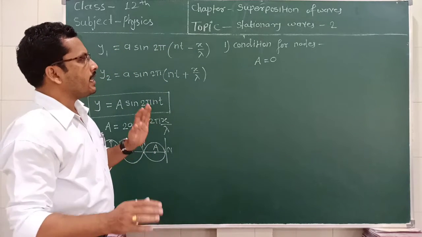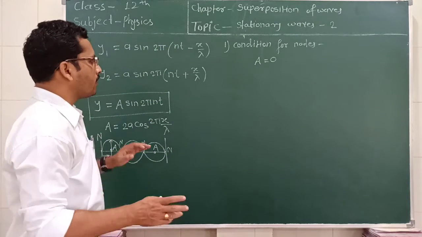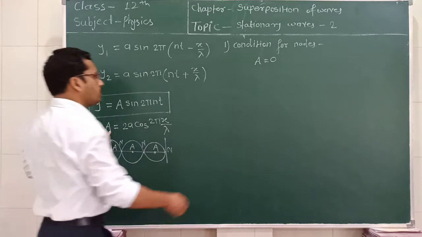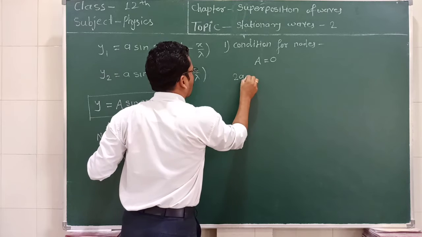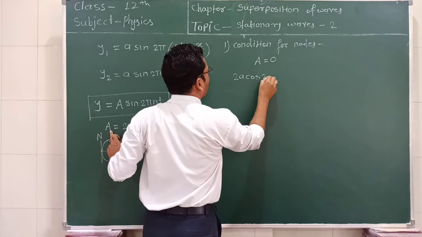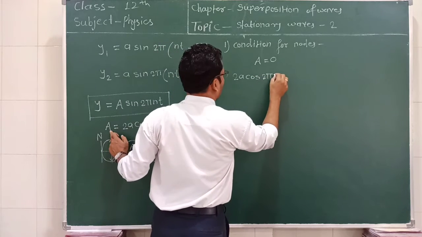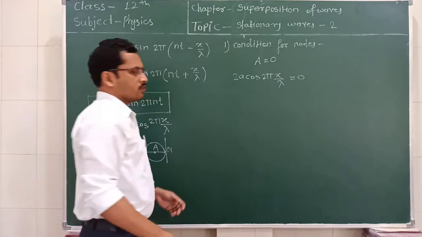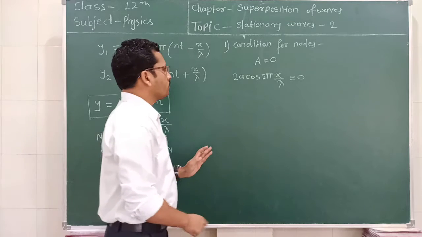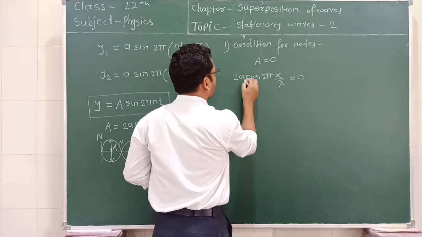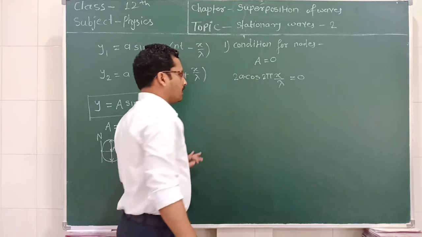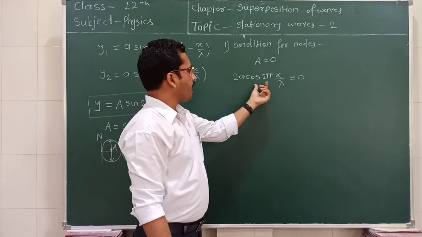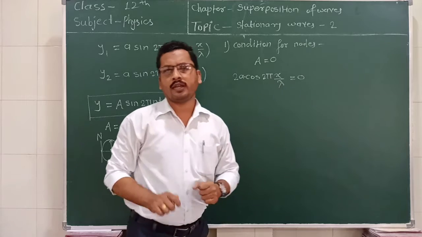Now, A is the resultant amplitude of the stationary wave, and we derived a relation for it. A is equal to 2a cos(2πx/λ), which is equal to 0. A simple relation. Now, the term on the left-hand side is the product of 2a and cos(2πx/λ).